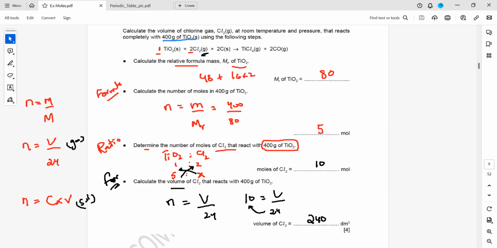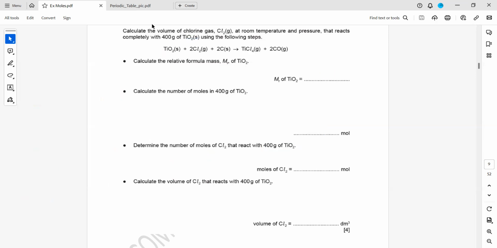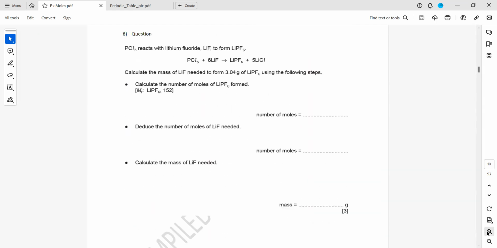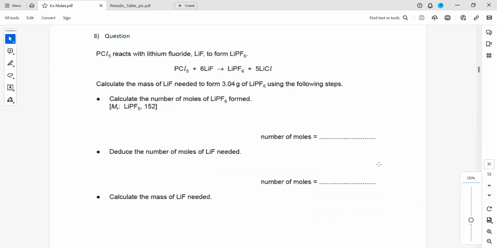Is it clear, this question? Anyone having a doubt in this part? Moving on to the next question. Question 8.